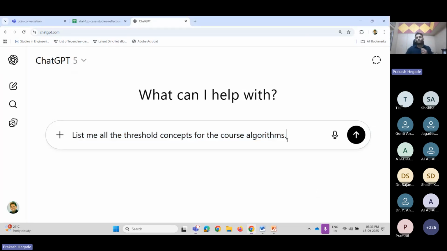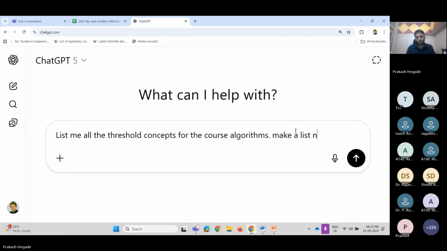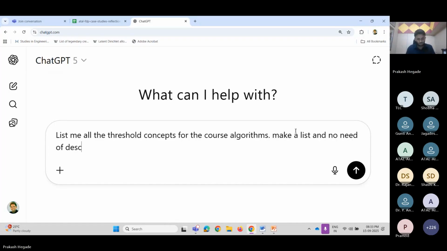What I want you all to do is don't hit the enter key yet. List me all the threshold concepts for the course algorithms, make a list, and no need of description. Sorry, some issues with my keyboard. See what I've typed: list me all the threshold concepts for the course. I'll make it a little more specific: whatever course you are teaching.